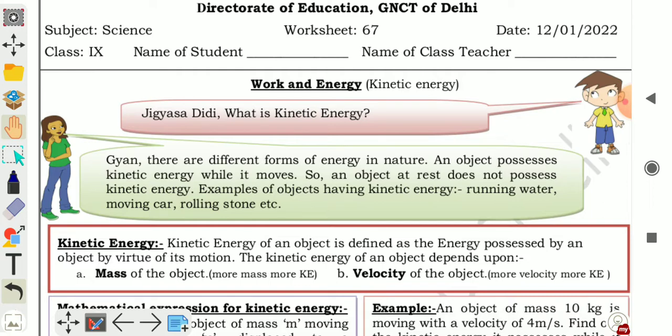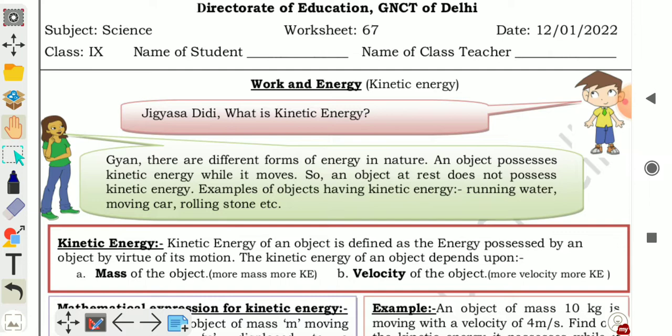What is kinetic energy? There are different forms of energy present in nature. An object possesses kinetic energy while it moves. It means a moving object can do work. An object moving faster can do more work than an identical object moving relatively slow.